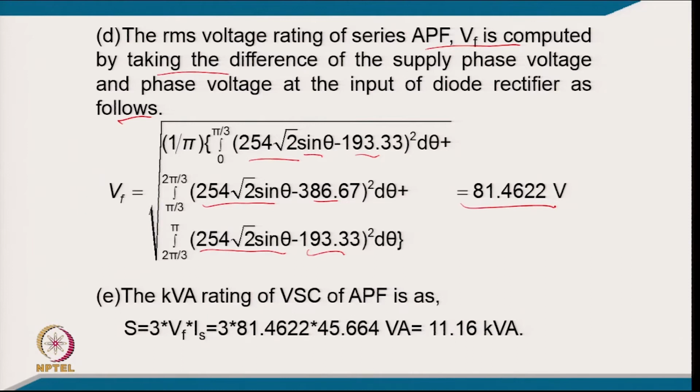81.4622 volt. The kVA rating of the VSC of the active power filter is S equal to 3 VF IS, keeping the value 3 into 81.4622 and current 45.664, it comes to 11.16 kVA. So, that is the kVA rating of the series active filter.